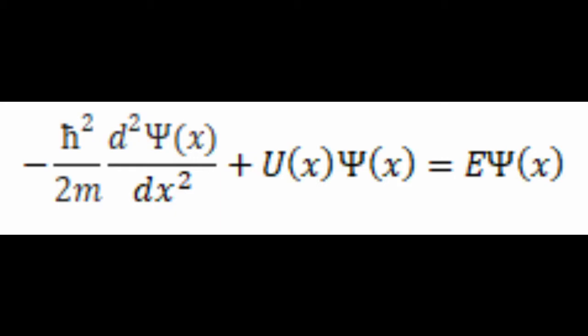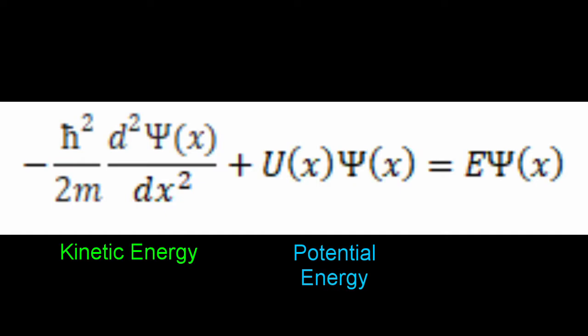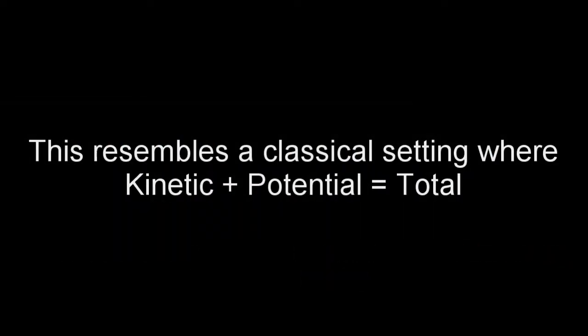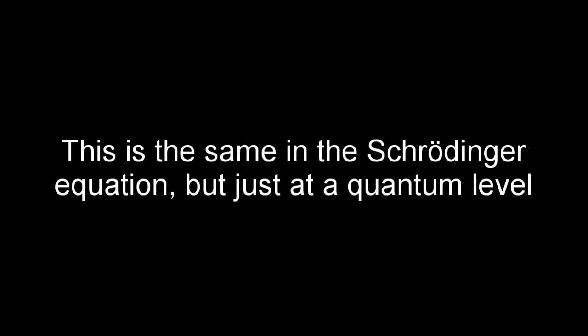To quickly break this down, the first term here is the kinetic energy portion. The second one is the potential energy portion. And the last one is the total energy portion. If we were to take this into a more classical approach, you could see this very much resembles what happens at macroscopic scales with classical Newtonian mechanics, where kinetic energy plus potential energy gives you the total energy. That is the same in this case, but down at quantum scales.